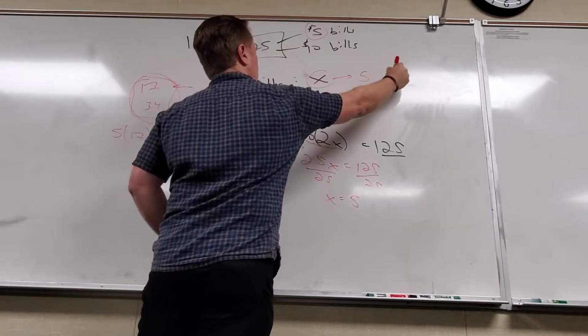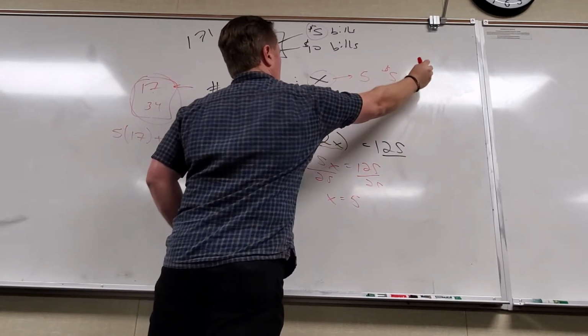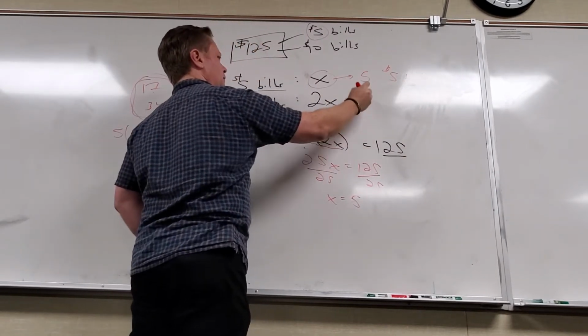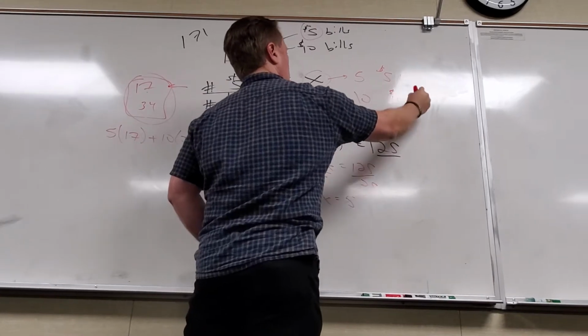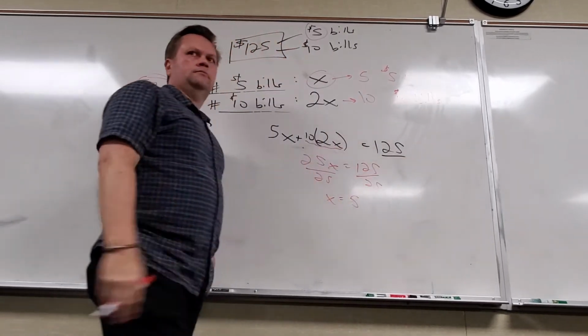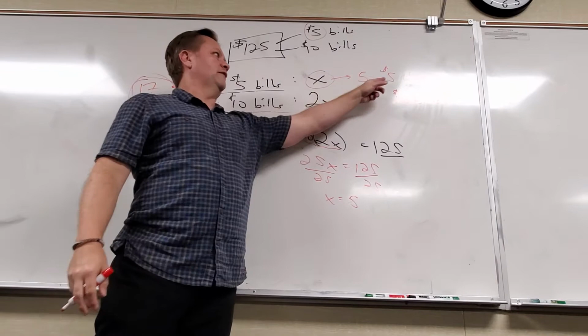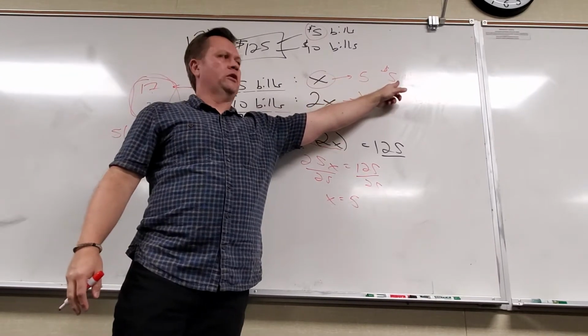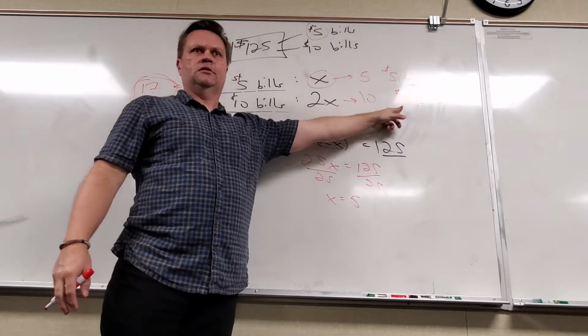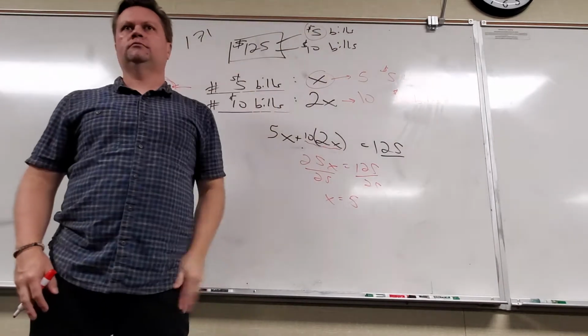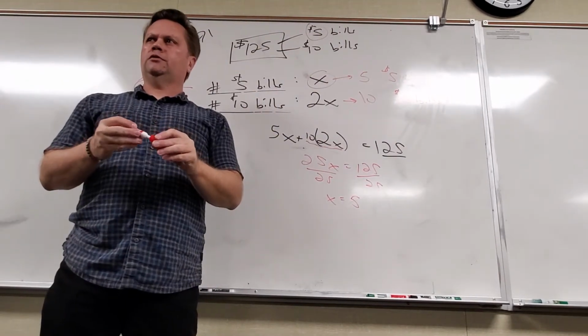I got $5 bills. And then how many $10 bills? 10. Let's check it. What's 5 times 5? 25 bucks. 10 times 10? 100. 125. There you go. It does what it's supposed to.